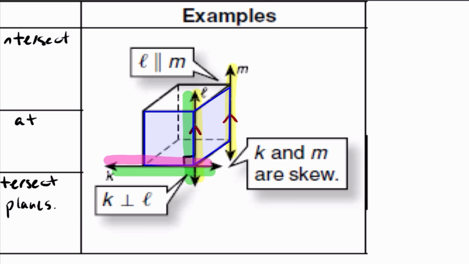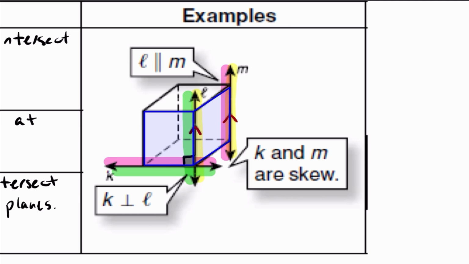Line K is exclusive to the front plane, and line M is part of the plane on the right and on the back. However, we can see that these two lines will not touch each other. They are lines that don't intersect and are on different planes.